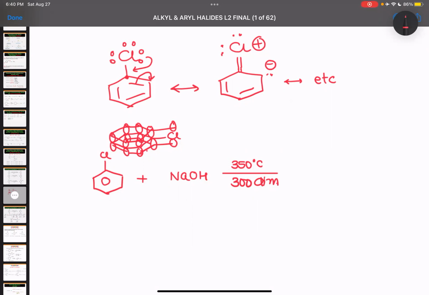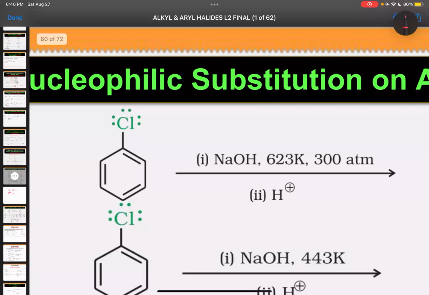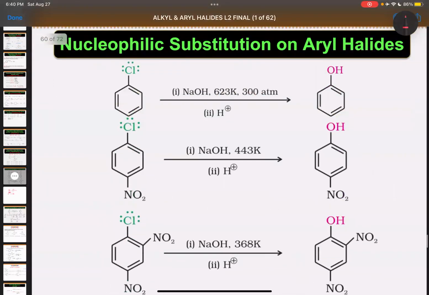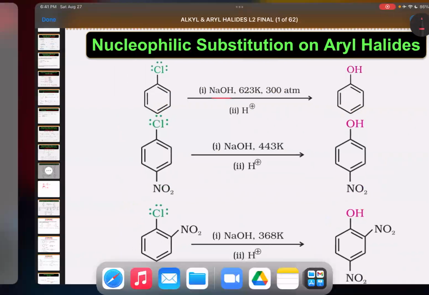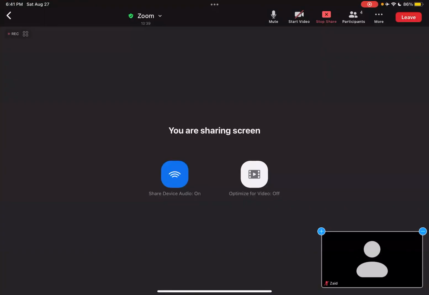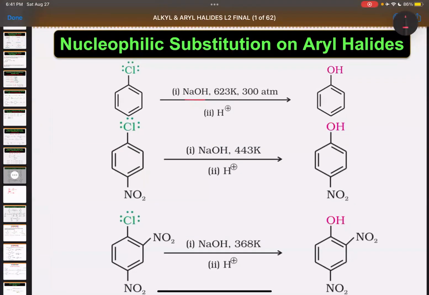So what happened here is, as I have shown here, you require very high temperatures and very high pressure, so that the OH can have sufficient energy to come and join to the benzene. It will be repelled away by the benzene ring, right? Because the benzene is already having loose pi electrons, and the OH minus, if it comes, is also having electrons, it will be repelled away.